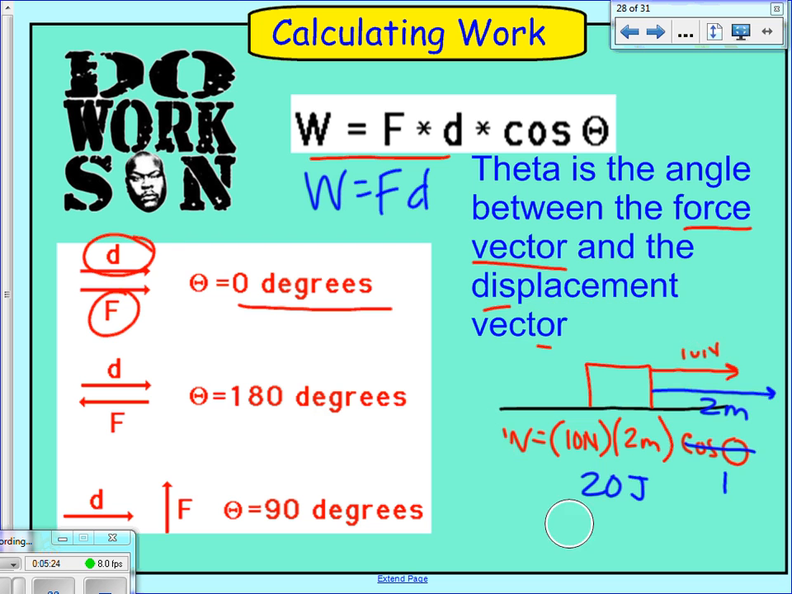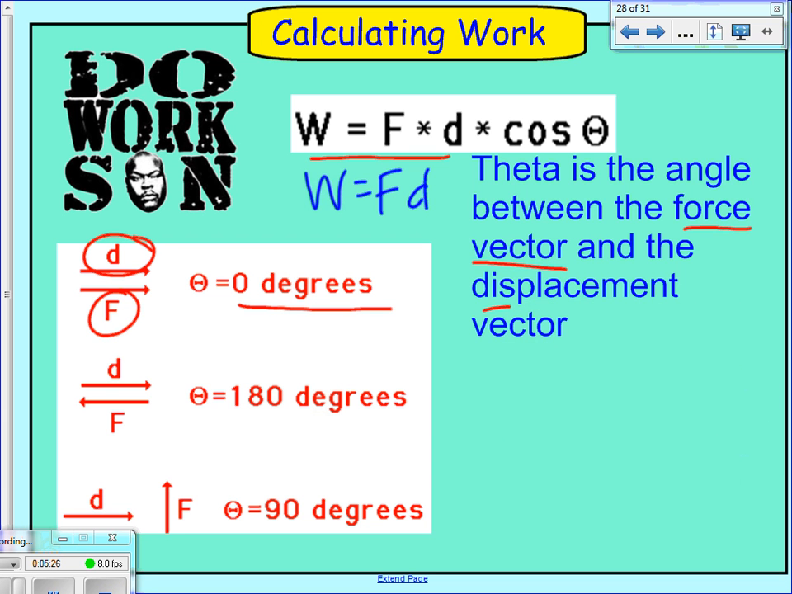Okay, let's do another example. Let's take that same scenario, but now I've given the block a brief push, and now it's moving across the table freely, and as it's moving, friction is acting on the block. The friction is going to oppose the motion. So if the block is moving to the right, friction will be facing to the left. And let's say my force of friction is 5 newtons. Now, I would like to know what work is friction doing on the block if the block moves 2 meters to the right.